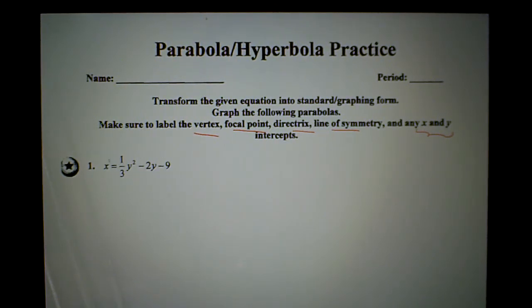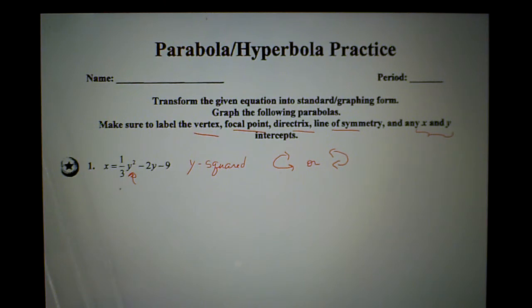So here we go. First, I hope you recognize this as being a parabola because you see a y squared, a linear y, y to the first, and an x to the first. No x squared. This is a parabola. Also, since y is squared, hopefully you know that this is a sideways parabola, right? It's either an open right or an open left parabola.